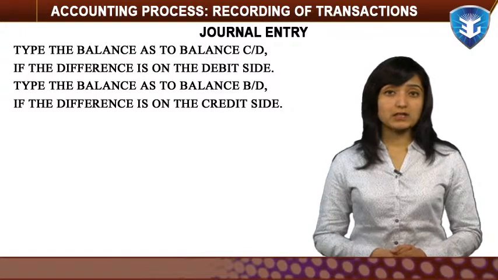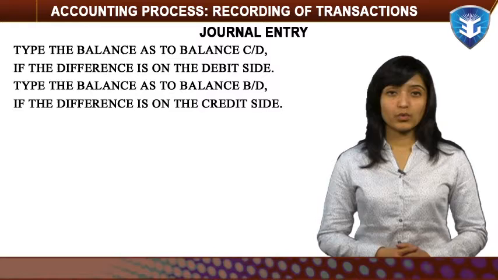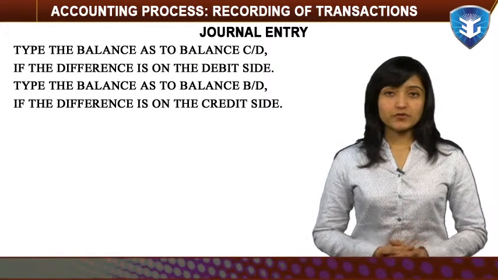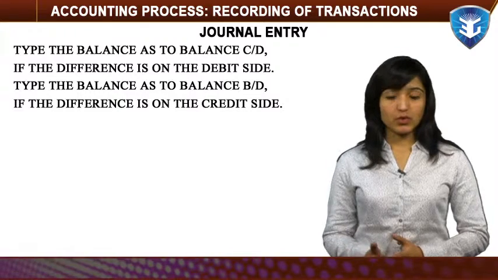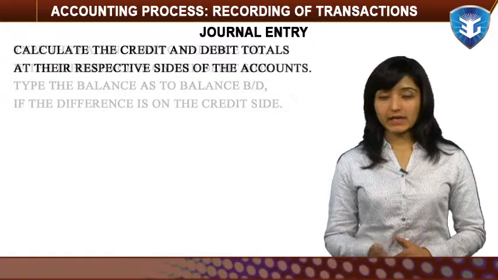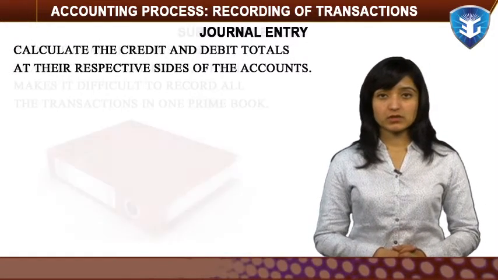Similarly, type the balance as "to balance b/d" if the difference is on the credit side. The word b/d means brought down from an earlier period. A period refers to any duration, such as a month or three months, quarterly, according to convenience. Calculate the credit and debit totals at their respective sides of the accounts.